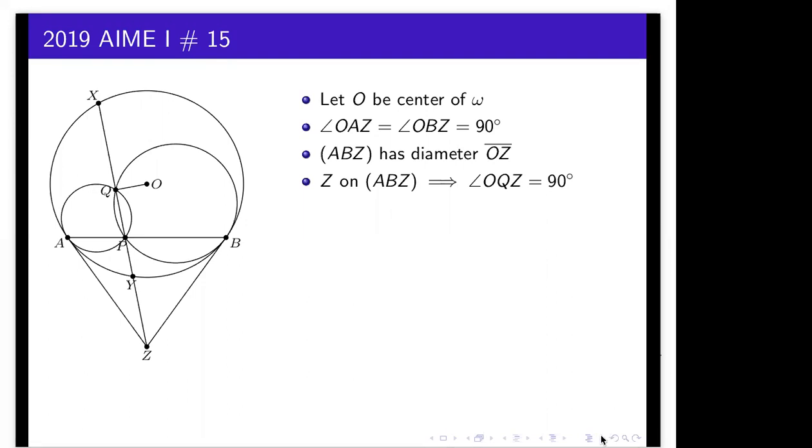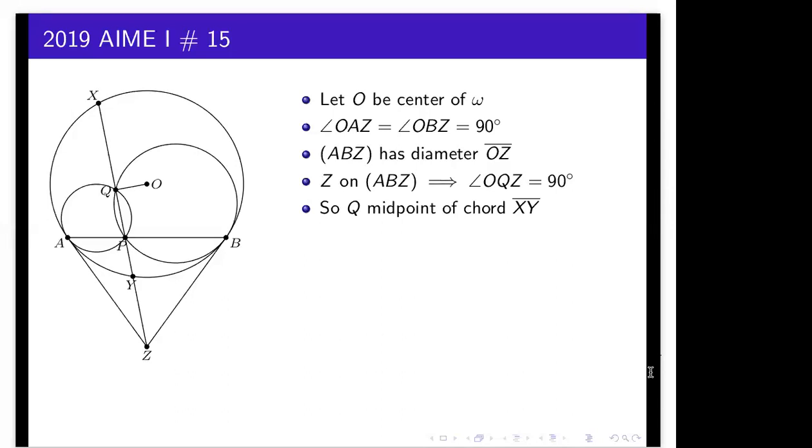What does this mean in particular? If we know that OQ is perpendicular to XY, what can we say about Q? The foot of the perpendicular from O to XY is going to be the midpoint of XY. So now Q is the midpoint of chord XY. So after making this big observation, the computations for this problem are very quick.